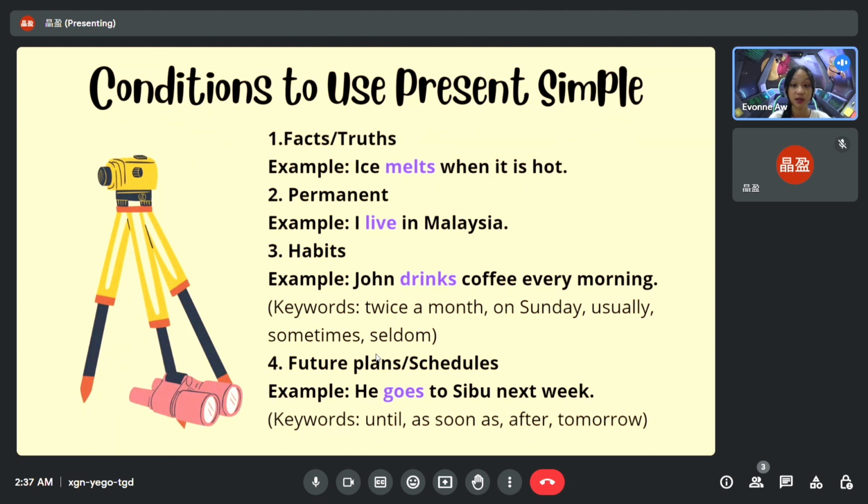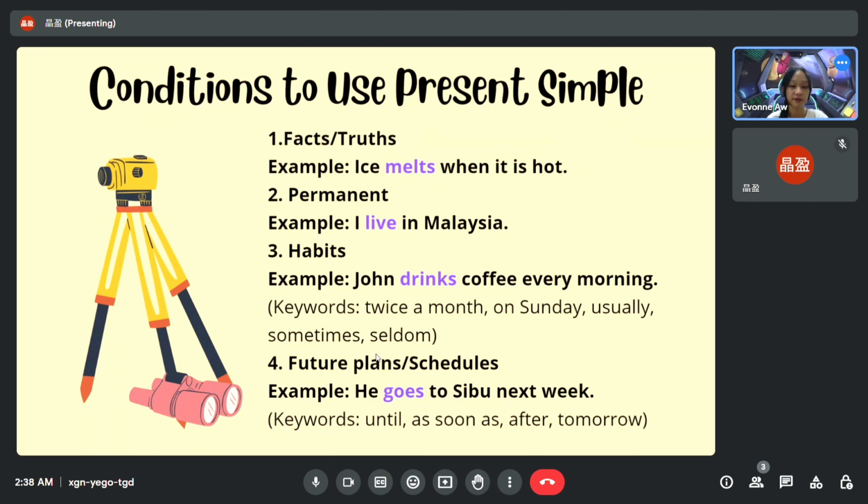The first one is in facts or truths. For example, ice melts when it is hot. The second one is permanent condition. For example, I live in Malaysia. The third one is habits. For instance, John drinks coffee every morning. For this condition, we can identify by using keywords like twice a month, on Sunday, usually, sometimes, and seldom.